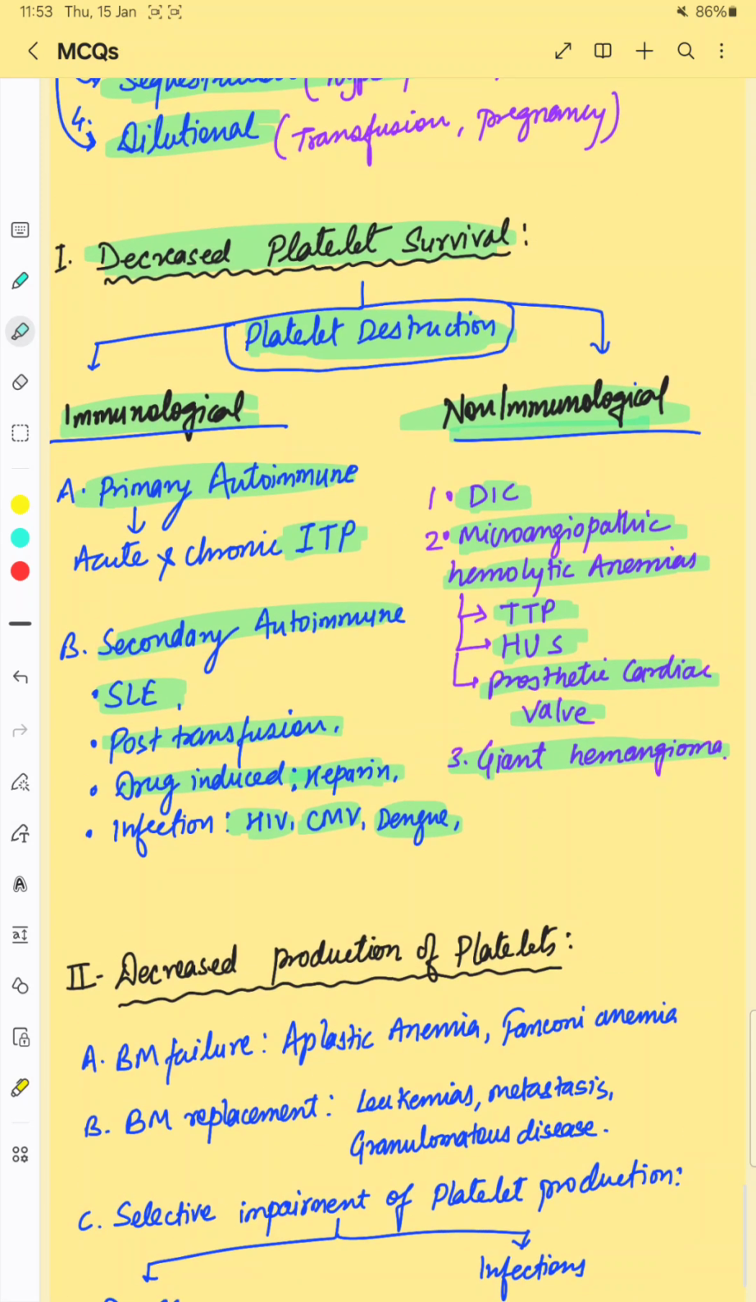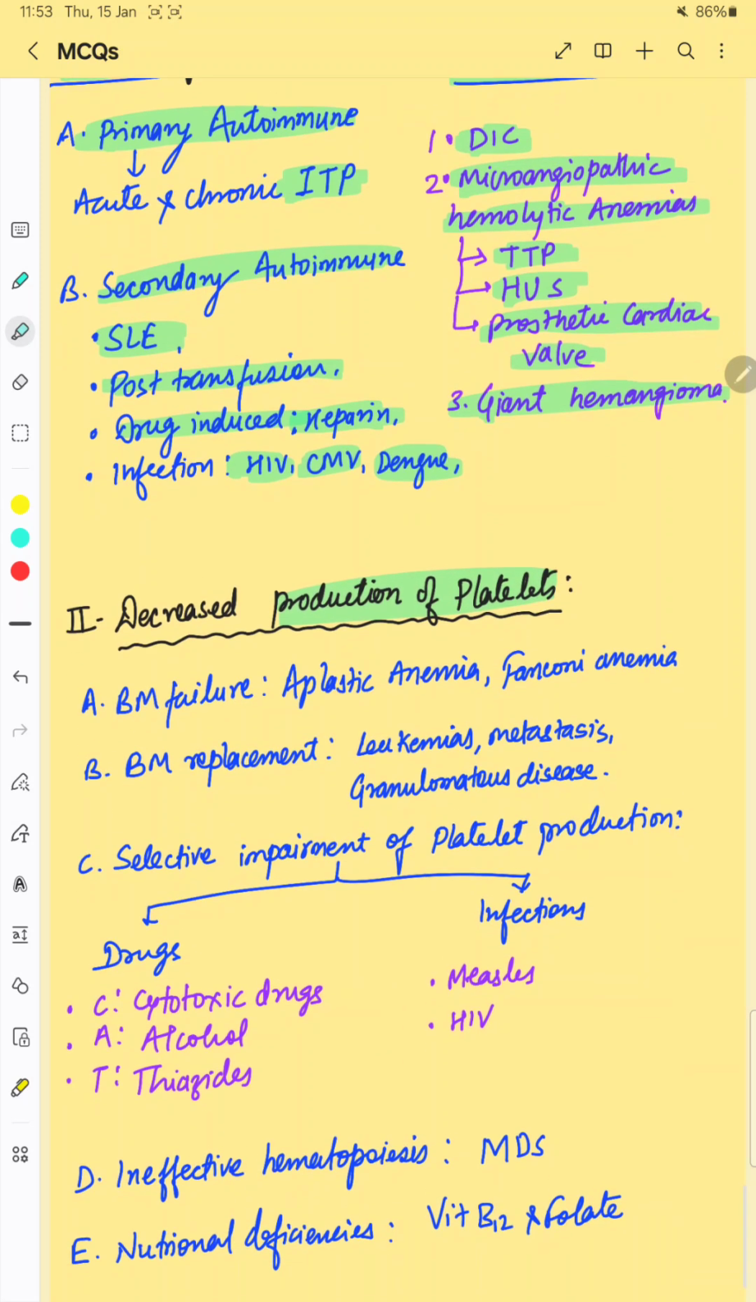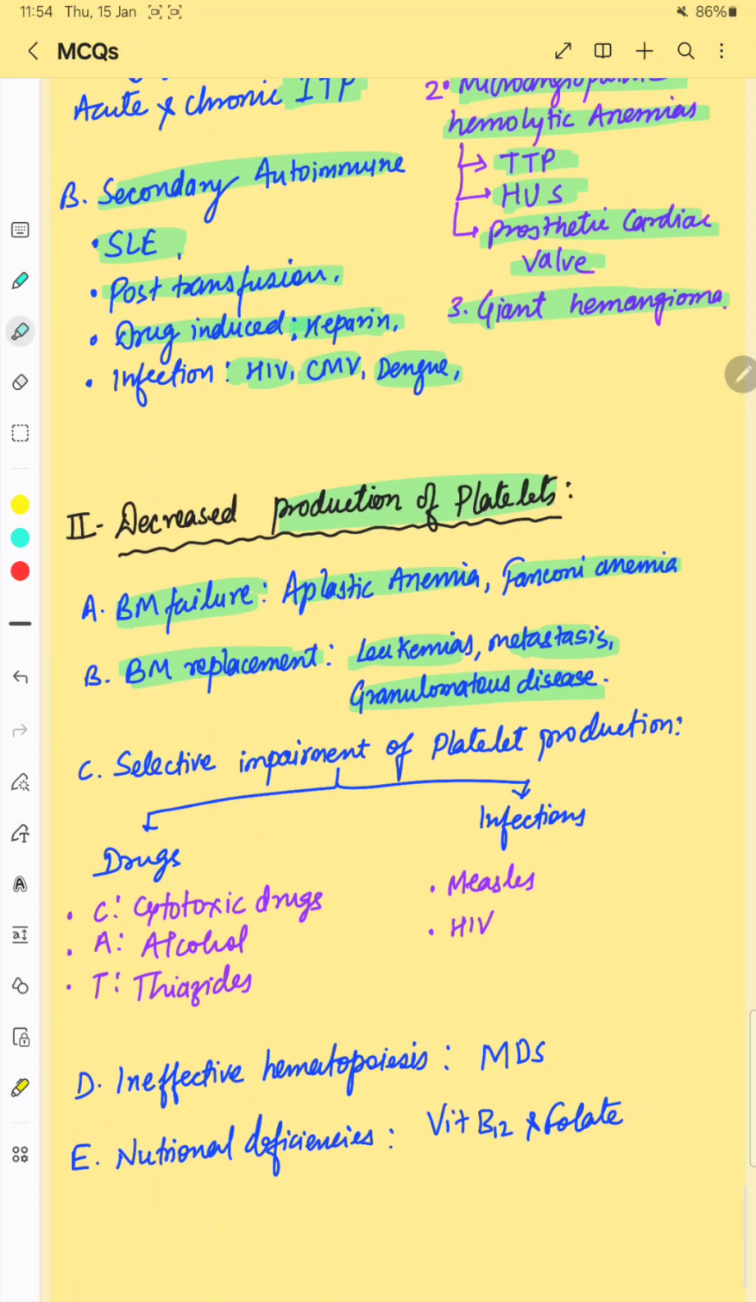This decreased platelet survival will result in a decreased platelet count. Now the second category is decreased platelet production from the bone marrow, which is seen in bone marrow failure syndromes like aplastic anemia and Fanconi anemia, and conditions which replace the normal bone marrow like leukemias, metastasis, and granulomatous disease.